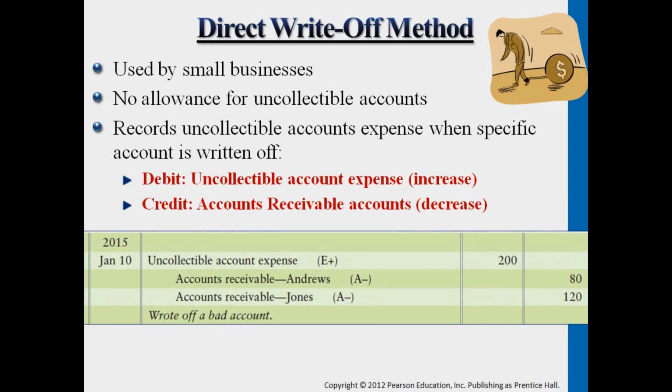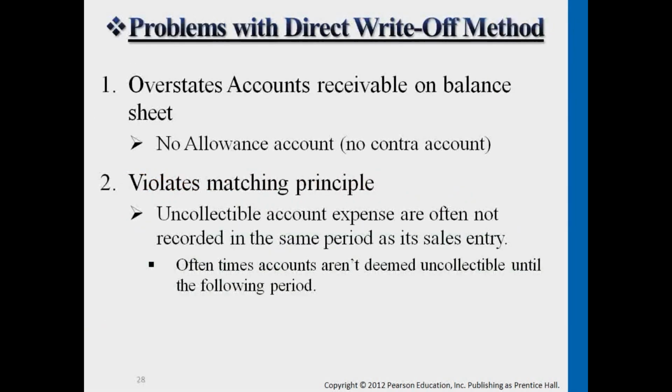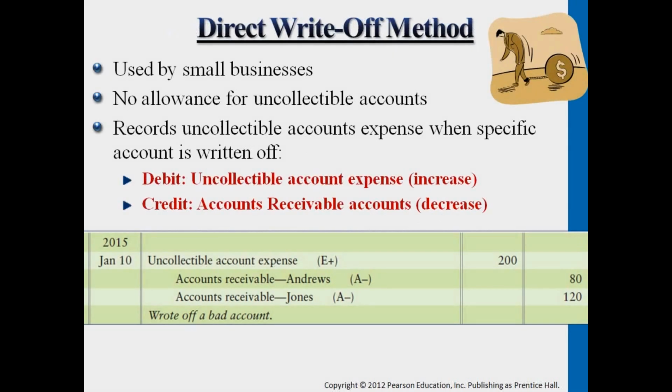Okay, so this is the writing off entry. This is the first entry for using direct write-off. They don't set up allowances, so nothing happens in the previous year. They only write off the customer's accounts whenever they finally determine the accounts are uncollectible. Then they record uncollectible account expense. So again, the problem here violates the matching principle because oftentimes this expense is determined next month, next quarter, or next year.